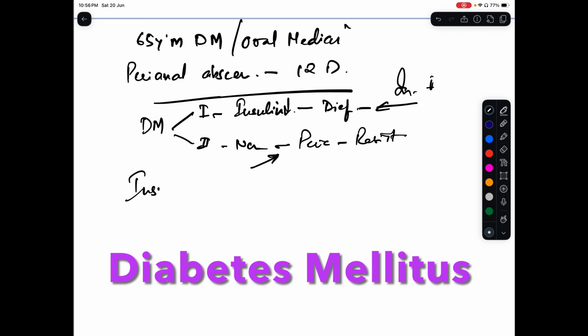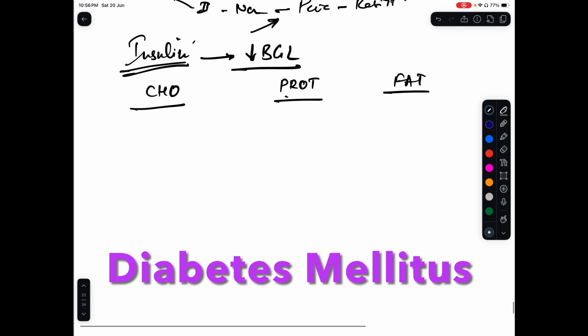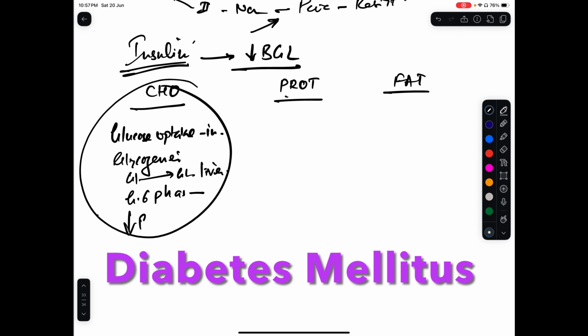So what is the function of insulin? What does it cause? Insulin helps to decrease blood glucose level through effects on carbohydrate, protein and fat. It helps in all this. Basically glucose uptake into the cells, intracellular. Then glycogenesis: glucose is converted to glycogen and stored in the liver. So that reduces hepatic generation of glucose from glucose 6-phosphate. It reduces blood glucose level.